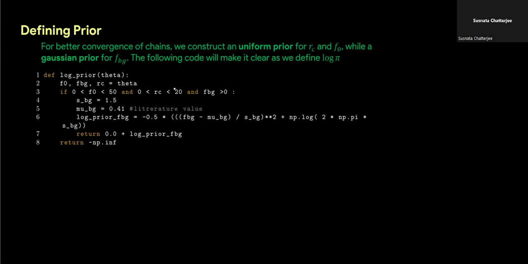Normally a prior will have the multiplication of probability of F naught times probability of RC, which both are constants, and probability of FBG, which is Gaussian. So after taking the log, we'll have the product separated into sums. The sum of the constants will again be a constant, so we combine both these constants and scale it to 0. It doesn't matter whatever value we take. And to the sum we add the log prior of FBG. So if it's not within the bounds, we have pi is 0, so log of pi is minus infinity.